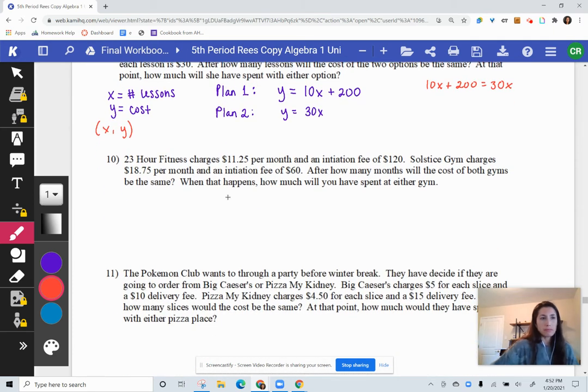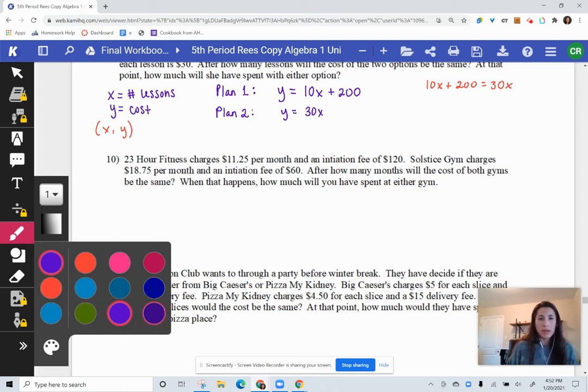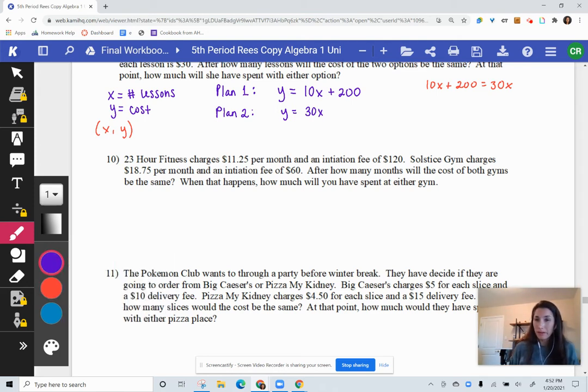All right, I'll help you get number 10 set up. So 23-hour fitness, they're not open 24 hours. We've got a monthly charge and an initiation fee. And then we have Solstice Gym charges. So we have a monthly charge for that and an initiation fee. And we want to know at how many months they'll be the same. So remember, x is like our rate of change. So that would be number of months for this one. And then that would be y, the cost.